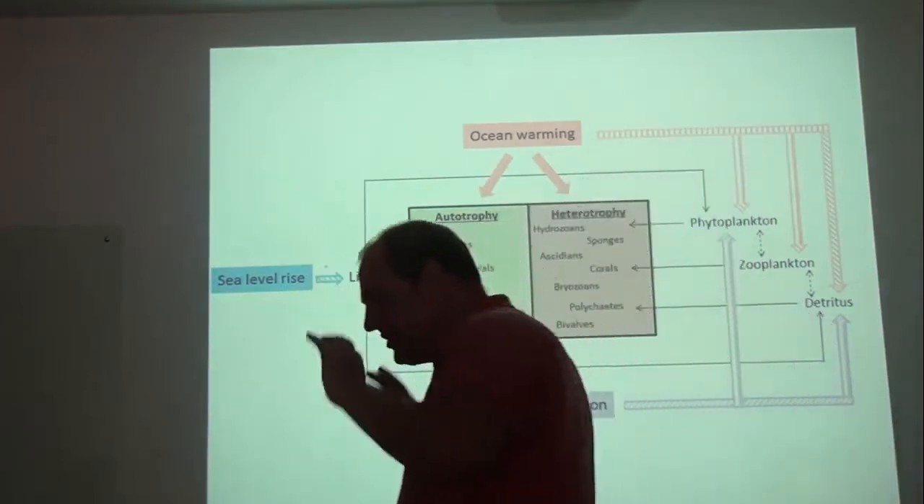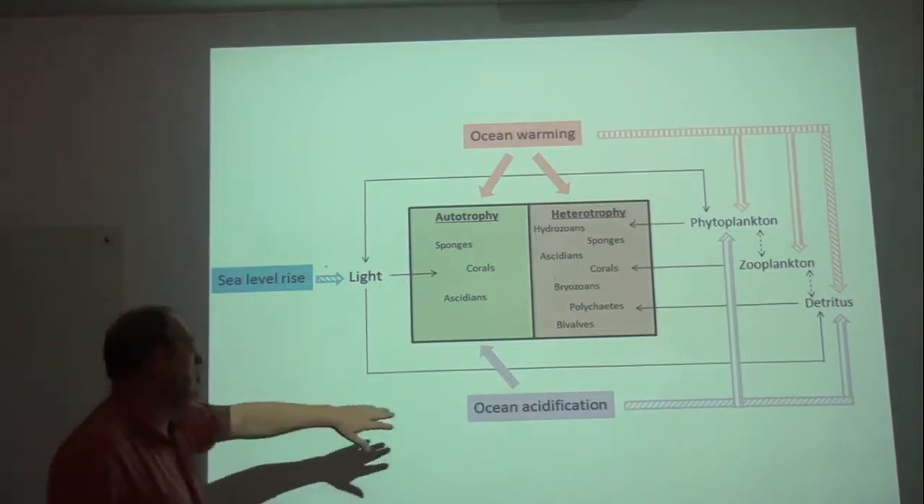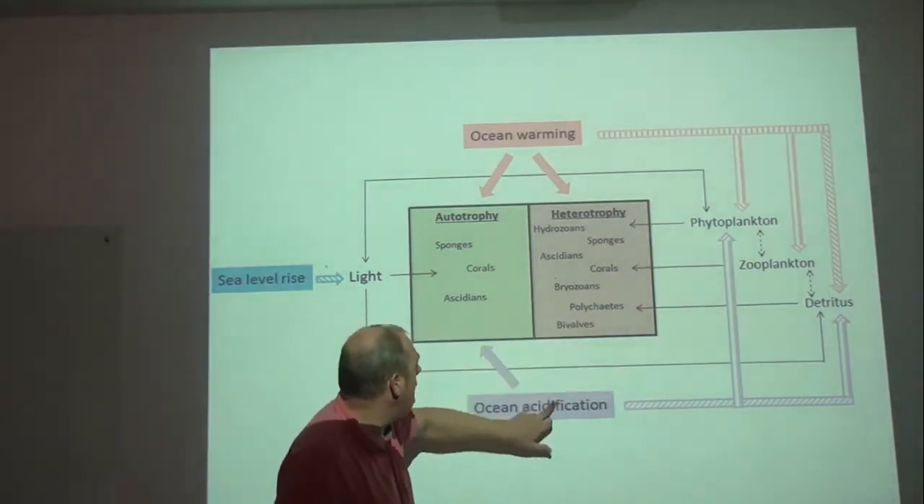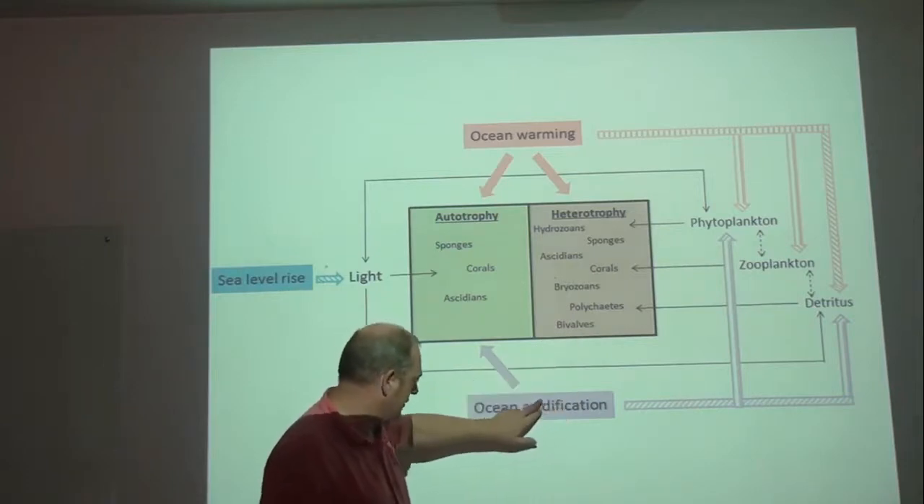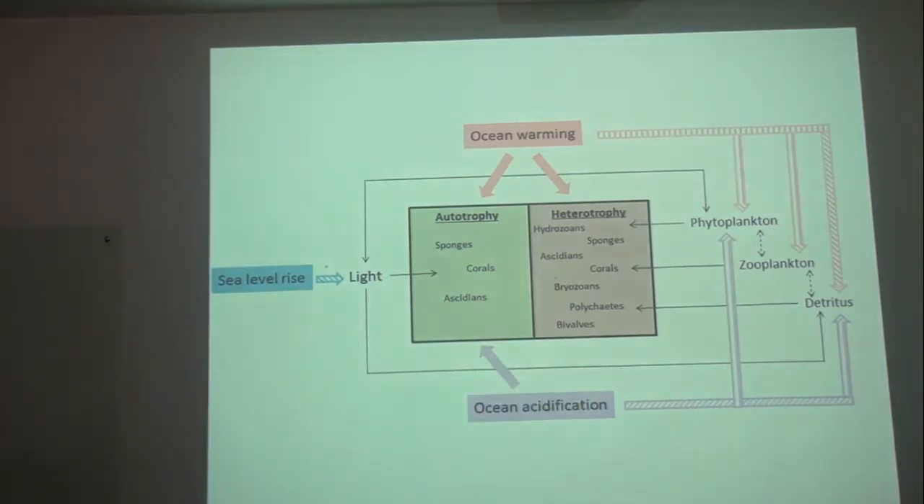So this is, very simply, the problems that we have. We have autotrophy, heterotrophy, ocean warming, ocean acidification. We don't know if in heterotrophy, ocean acidification will have a problem. We have to prove it. This drawing was made by Nadine Schubert within the paper that I will show you.